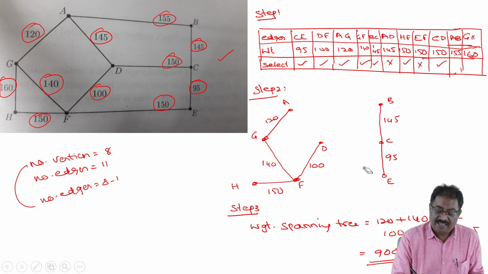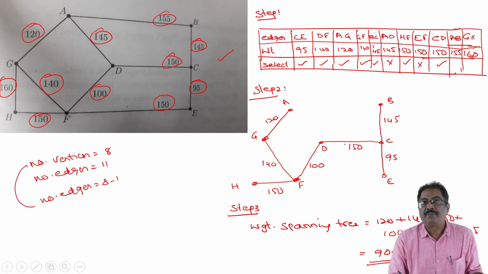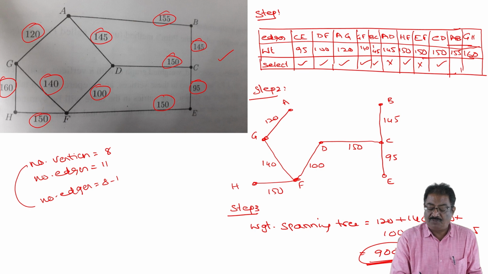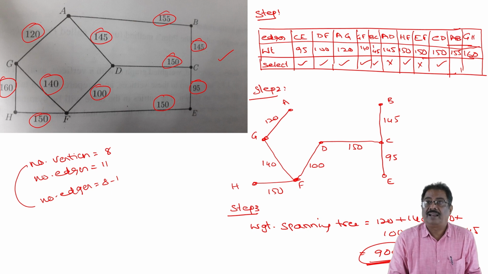In that case, I am going to get another shape of a spanning tree, but the weight will be the same. So I can say that more spanning trees are possible with this weight. Earlier, what we said: if I am not considering this edge and I consider this one, the weight is 900.